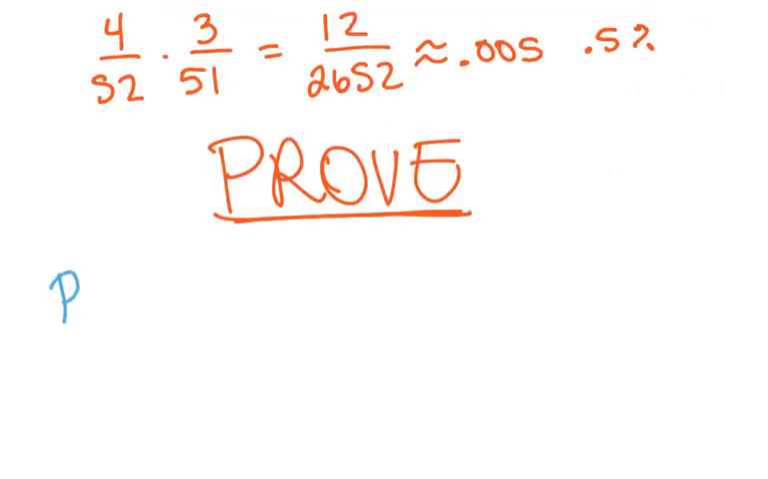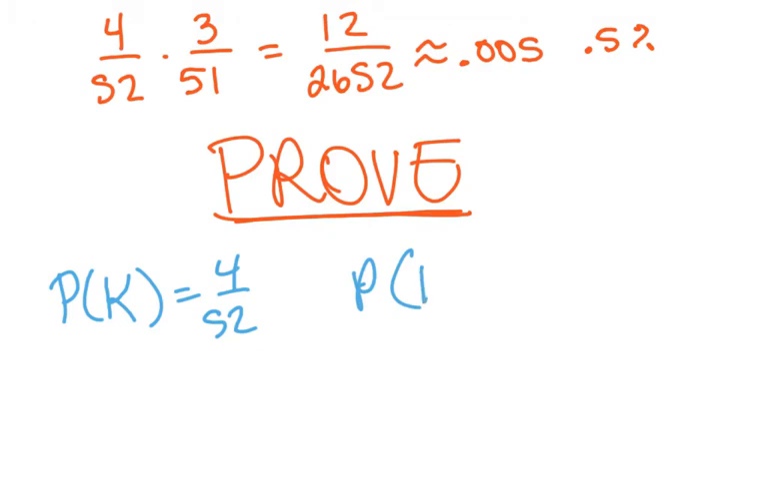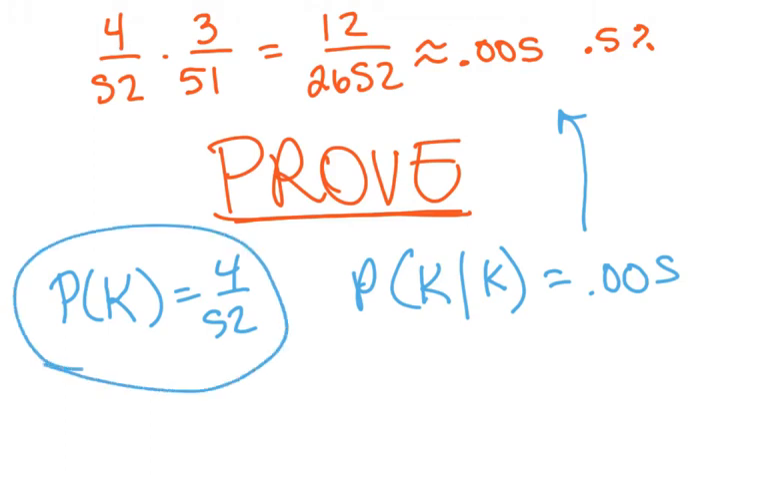So what I'm going to prove: the probability of getting a king is 4 out of 52. The probability of getting a king the second time is a king given that a king already happened. And that's what we did in this problem right there. So I know that that's 0.005. And so just to be clear, what I'm doing is I'm proving whether these 2 events are independent or dependent. So is the event of getting a king independent from getting a king given that a king already was drawn?